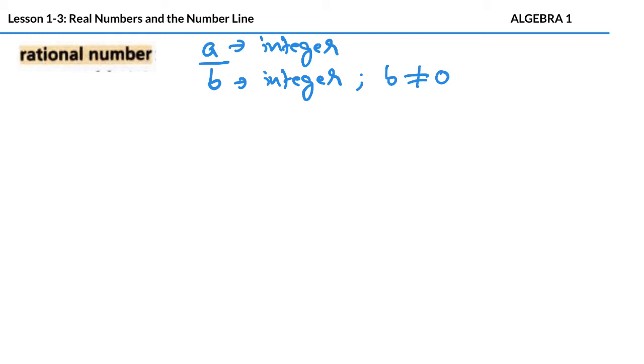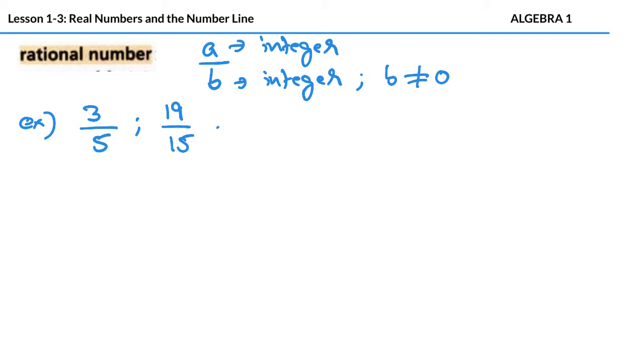For example, what do you think about 3 over 5? Is this a rational number? Yes, because 3 is an integer and 5 is an integer. And of course, the denominator is not 0. So this is a rational number. What about 19 over 15? It is a rational number.